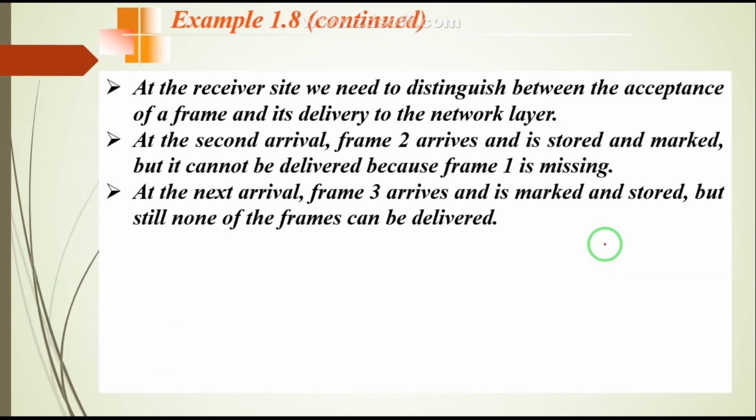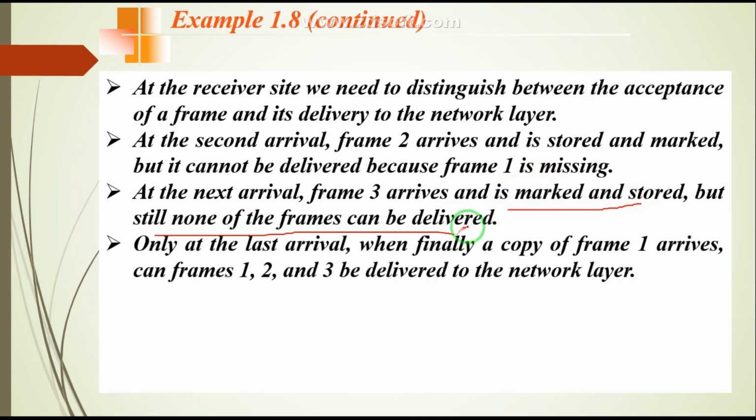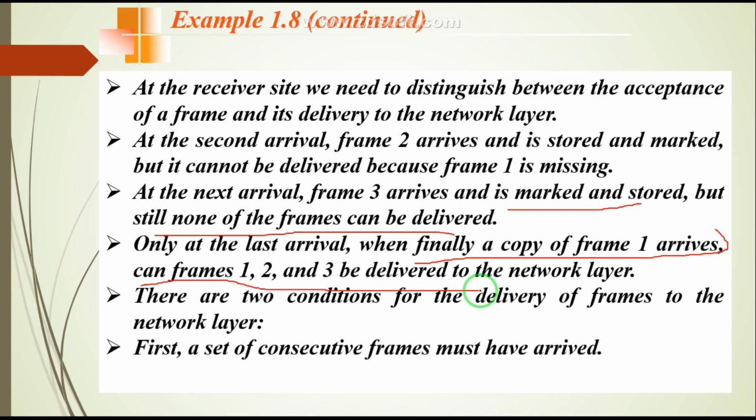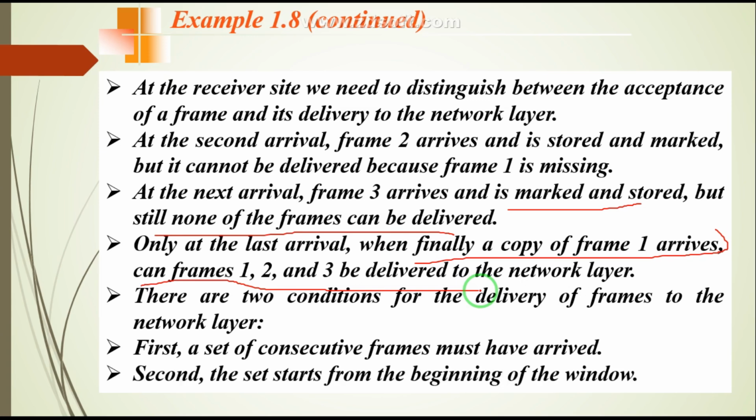So that's why when frame 3 arrives, it is again marked and stored, but still none of the frames can be delivered to its network layer. And only at the last arrival, when a final copy of frame 1 arrives, can frames 1, 2, 3 be delivered to the network layer. There are two conditions for the delivery of frames to the network layer. First, a set of consecutive frames must have arrived. So this is the first condition. And secondly, the set starts from the beginning of the window.